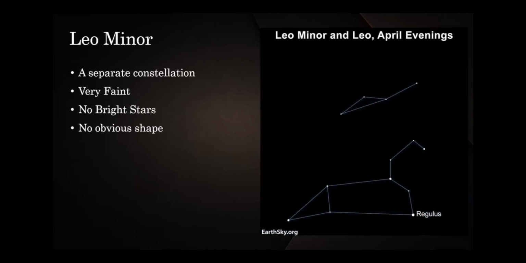Leo Minor, obviously the smaller lion. I just wanted to include this slide. This is a different constellation altogether. It's not part of Leo. It's much fainter and harder to recognize because there are no bright stars or strong visual shape to it. This was added later by astronomers to fill the gaps in the sky map. But I'm just trying to make the point here that Leo Minor is a completely different constellation, not part of Leo.